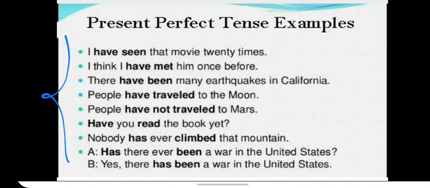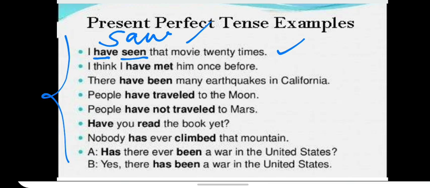So here are some examples of present perfect tense, how we write present perfect tense and what it means. I have seen that movie 20 times. I have seen, right? Present perfect. If it is past simple, then it will be I saw that movie. That's it. With 20 times, still now you may see it another time. You may see it like the 21st time now. So you have seen this movie and you know this movie perfectly well.